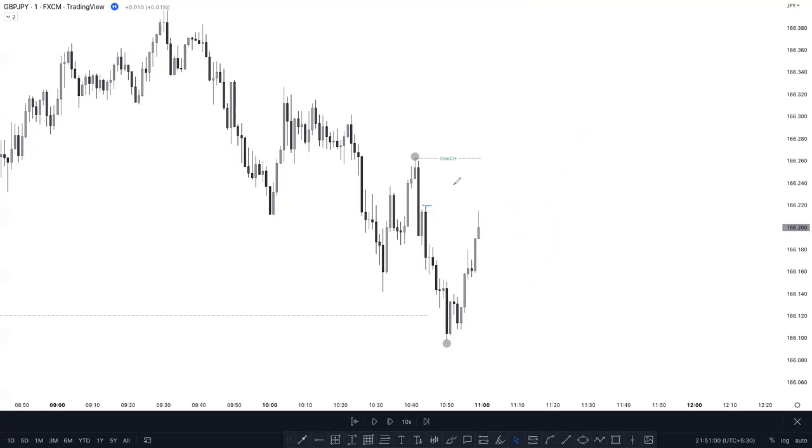So this high acts like a change of character because this previous candle high is taken out. So this acts like a pullback like this. And there is no pullback here. Some people mark this as a pullback, but no, because no previous candle has taken out the previous candle high like this.